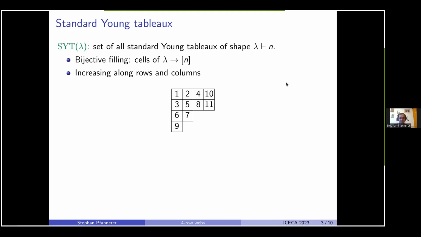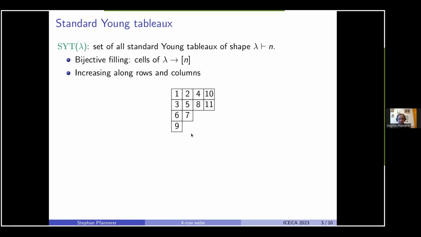Let's start with standard Young tableaux. I guess many of you are familiar with those. We take a partition lambda. Here it's the partition 442, and we make this nice Young diagram with 4 boxes in the first row, 4 boxes in the second, 2 boxes, and 1 box. We fill these with the values 1 up to n, such that the rows from left to right and the columns from top to bottom are increasing.